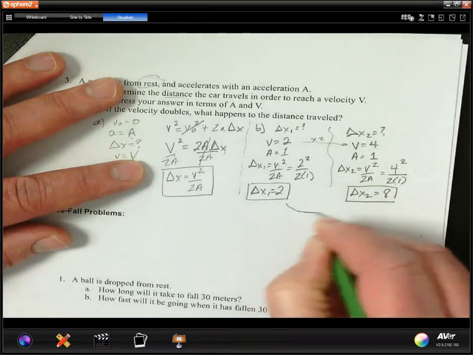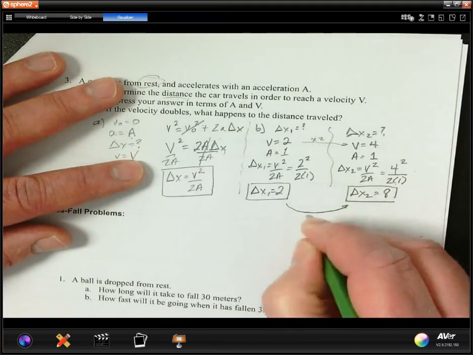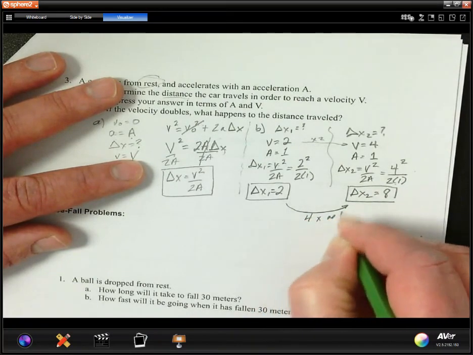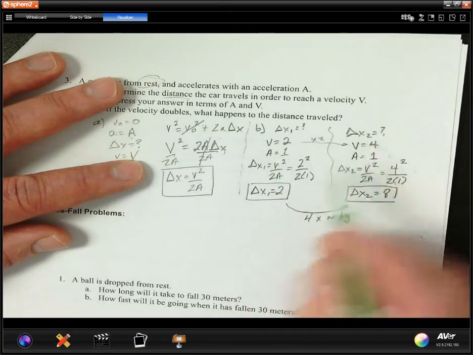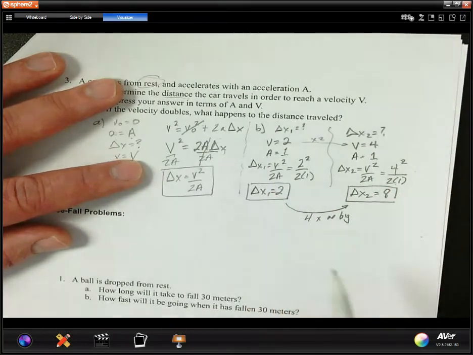Well, by what factor did it go up? It's 4 times as big. So when velocity doubled, the distance doesn't double, it becomes 4 times as big.